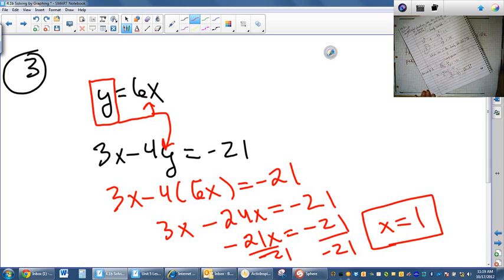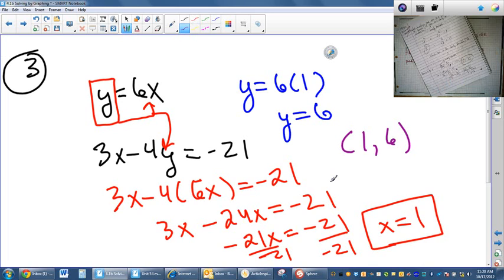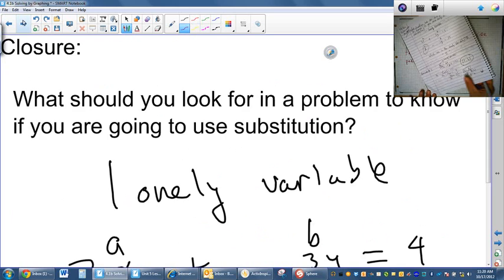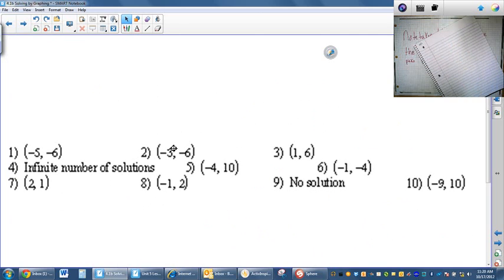Now that I have x equals 1, there's definitely a good one to plug it into and a bad one. The top one is the good one to plug it into. So when you plug 1 in, you get y equals 6 times 1, so y equals 6. So our solution has to be an ordered pair. We're looking in the solution set 1, comma 6. Anything else from this set? Anything else from that set?